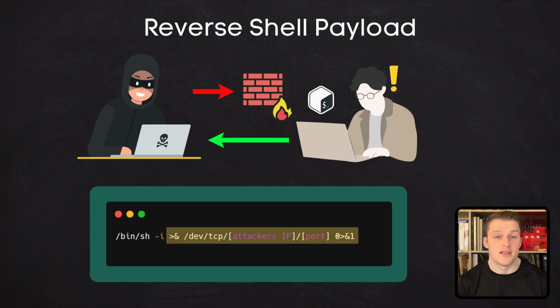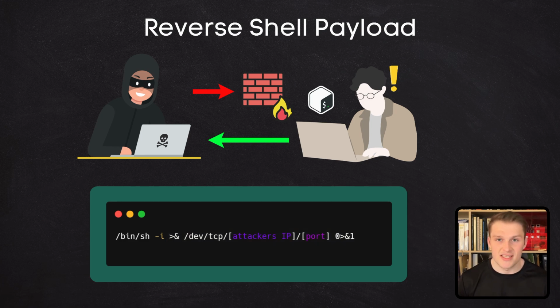And this second part is the crucial part. It redirects all communication, both the commands the attacker types and the responses from the victim's computer, through a network connection to the attacker's computer. The connection is established to the attacker's computer at the specified IP address and port. Once executed, this creates a two-way communication channel. The attacker can send commands to the compromised computer and receive the results, giving them complete control over the system.